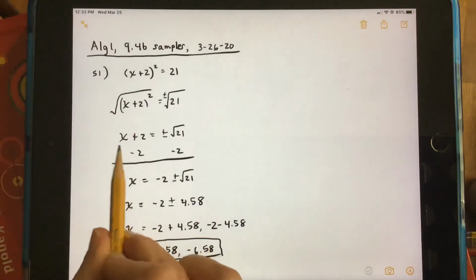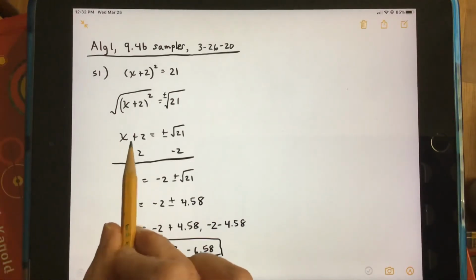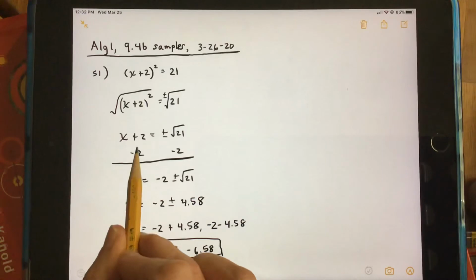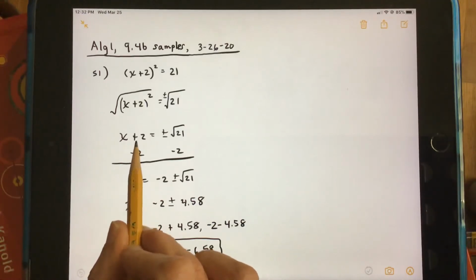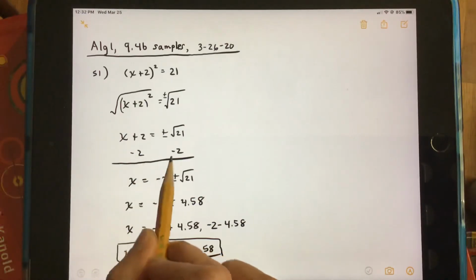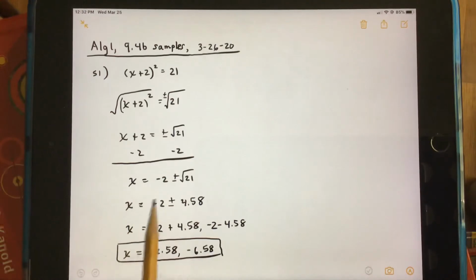Now we have the x available so that we can undo that plus 2. Before we couldn't undo that plus 2, it was tied up in the square, but now it's available to undo, so we'll subtract 2 on both sides. That'll give us x is equal to negative 2 plus or minus root 21. Our next step then will be to pull out our calculator and find out what the square root of 21 is to the nearest hundredth, and that will be 4.58. So we've simply rewritten the equation, replacing the square root of 21 with 4.58.